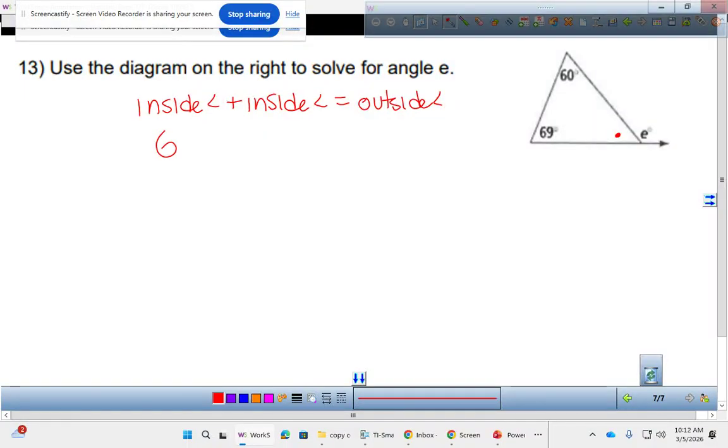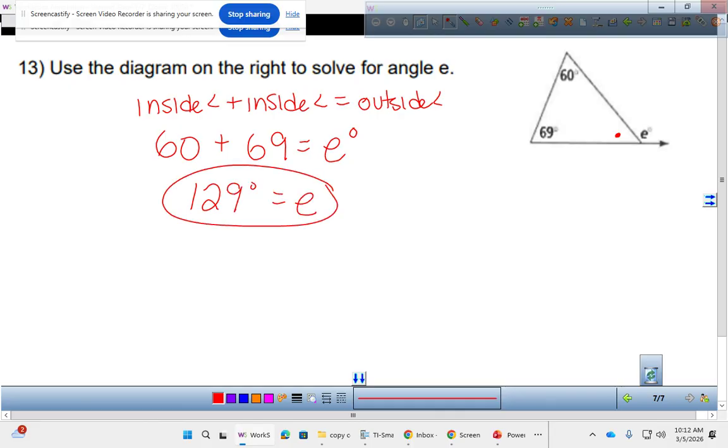I have this inside angle of 60 plus this other inside angle of 69. Those two together would equal the outside angle, which is called letter E. And 60 plus 69 is 129 degrees. So E is 129 degrees.